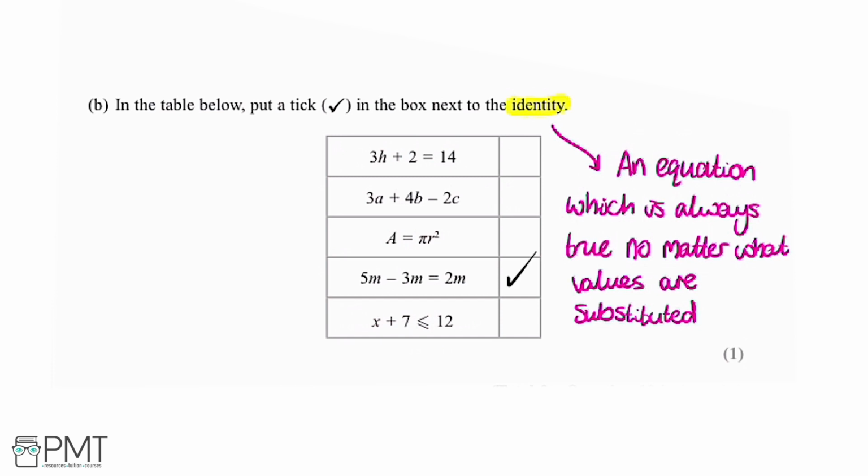This is the one that's an identity. So we've got 5m minus 3m is 2m. Because whatever value of m we have, this is always going to be true. And if we actually think about it, it makes sense, because all of these terms have m in them. So if I divided by m and cancel out all those terms, we're left with 5 minus 3 equals 2, which is always true. So the m terms don't make a difference. So therefore, this is our identity for 1 mark.